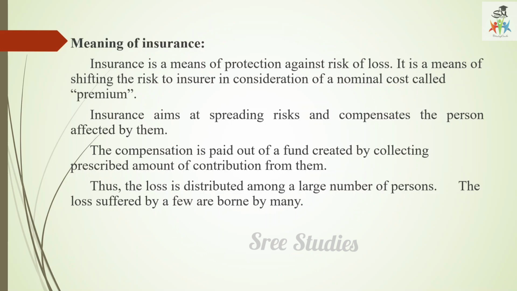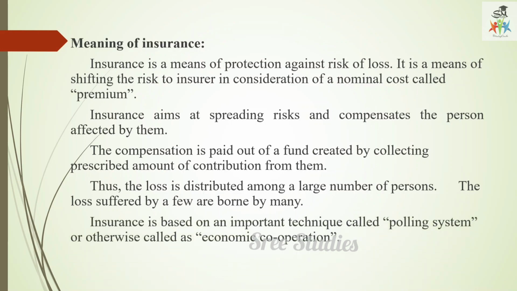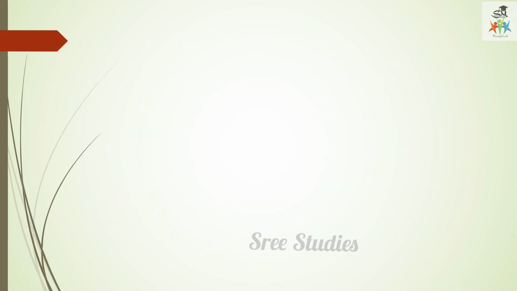Thus we can say the loss is distributed among a large number of persons, and when the loss is suffered by few, it is being borne by many. So we come to the conclusion that insurance is based on an important technique called the pooling system. Otherwise, we call it economic cooperation by different persons.